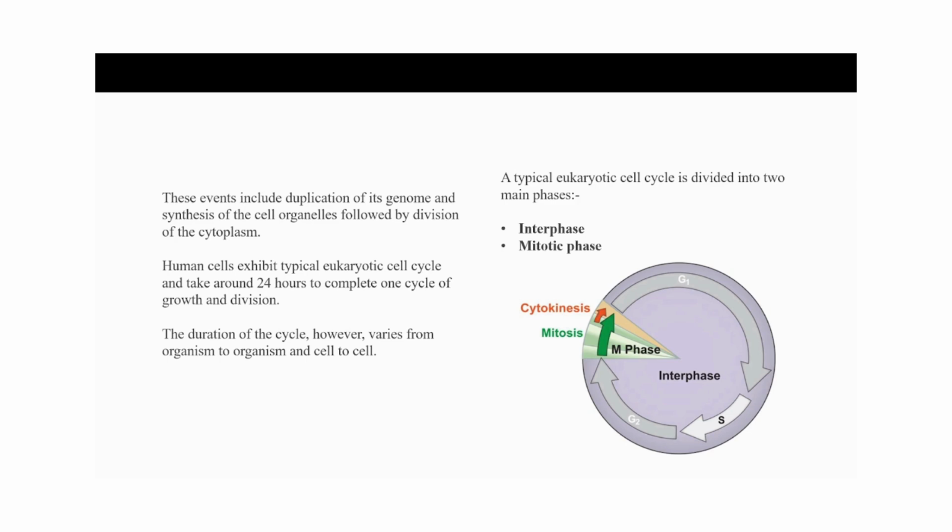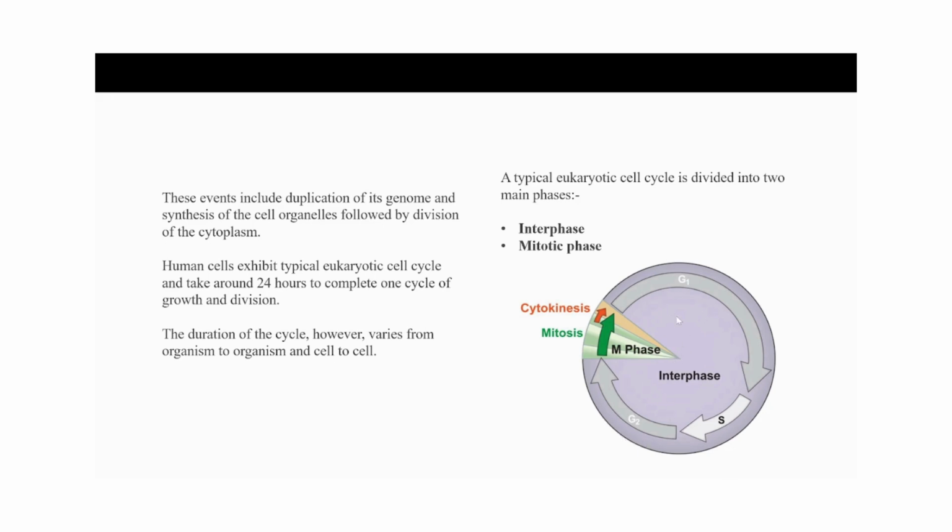So the phases included in the cell cycle are interphase and mitotic phase. The first phase of the cell cycle is interphase. Here we can see that maximum, about 95% of the cell cycle time, is taken by interphase. Interphase includes three subphases. First one is G1, second one is S phase, third one is G2 phase.